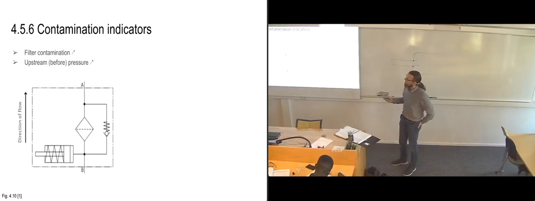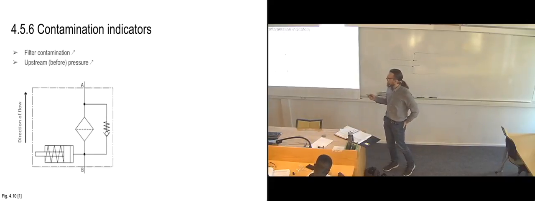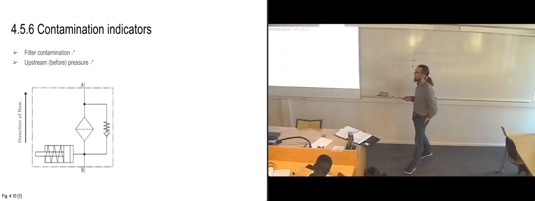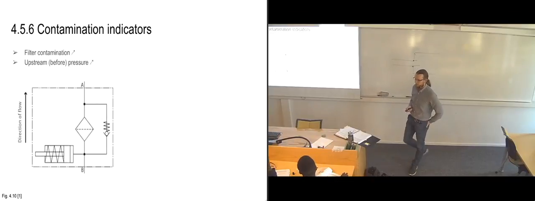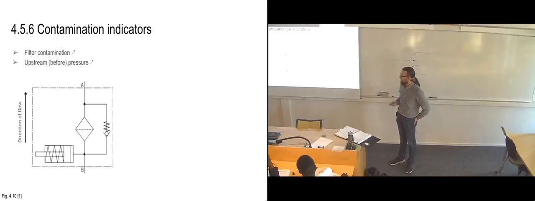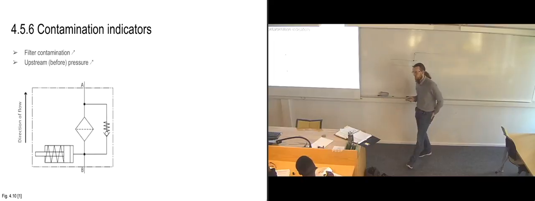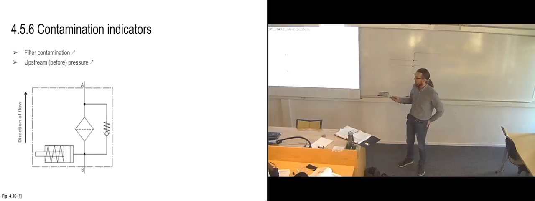So come to think of it, this can't be a pressure filter, because it has a bypass option, so it allows fluid to pass the filter. If the filter starts getting too full, it's going to bypass it, which means that this has to be a suction filter instead. So it's a suction filter with a contamination indicator.